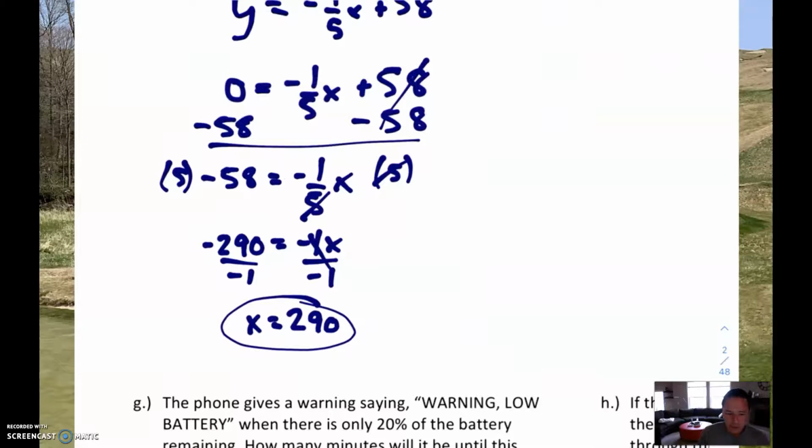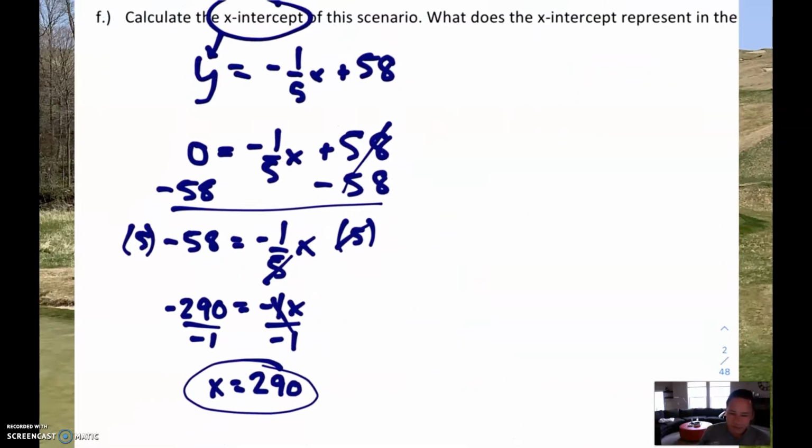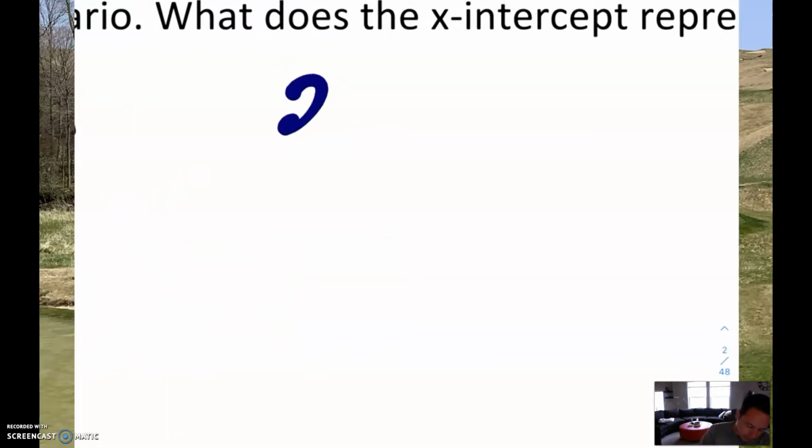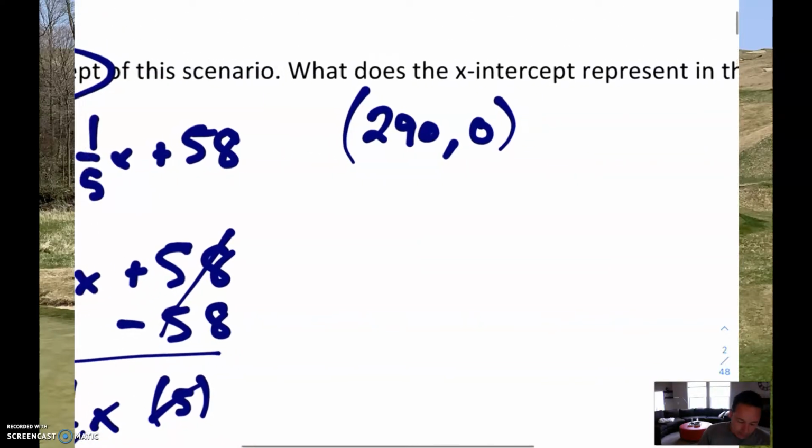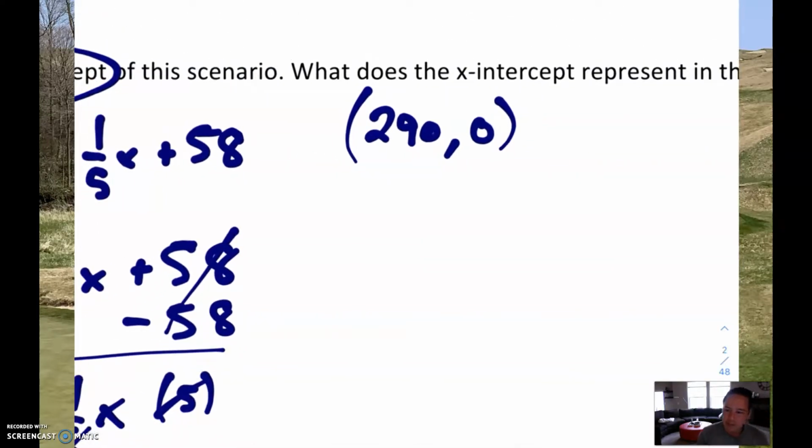Now it's helpful when you are writing x-intercepts or interpreting anything, write it as a coordinate. The x-intercept was 290, 0. So writing it this way will help interpret it a little easier. So this is the x, this is the y. This 290 represents the number of minutes. Remember, x is minutes. The 0 represents the y coordinate, that's the battery remaining. So after 290 minutes, that battery has gone down to nothing, it's dead.